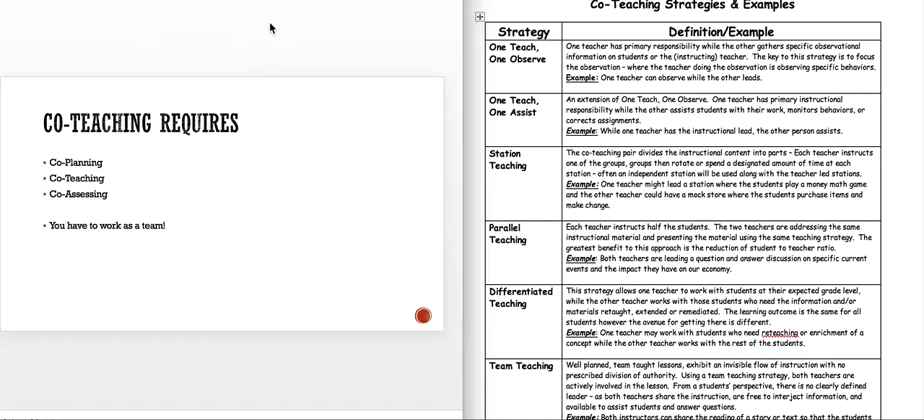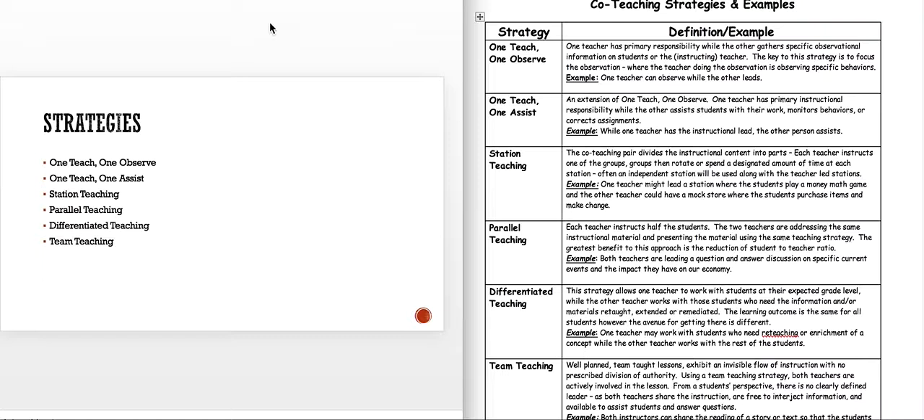Co-teaching requires several things. It requires the cooperating teacher and teacher candidate to co-plan, to then also co-teach in the classroom, and finally co-assess. You have to work as a team for co-teaching to be successful. And it starts with co-planning and ends with the co-assessing of your students. So we at Charleston Southern are using 6 different strategies of co-teaching.